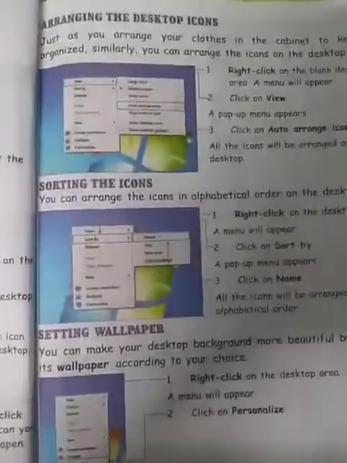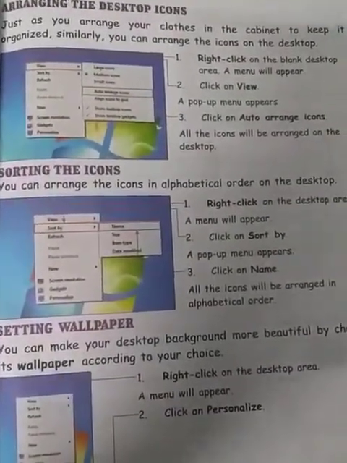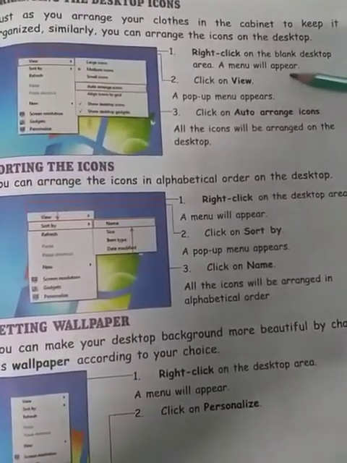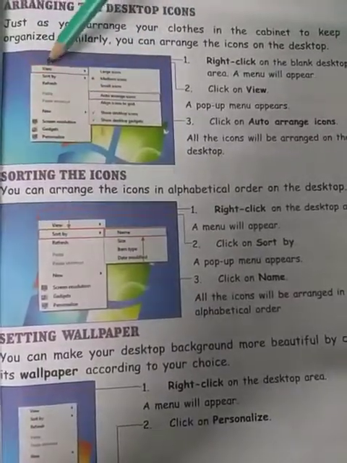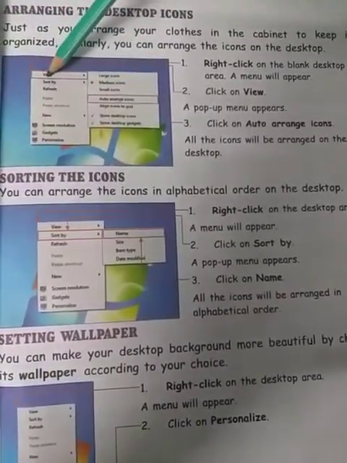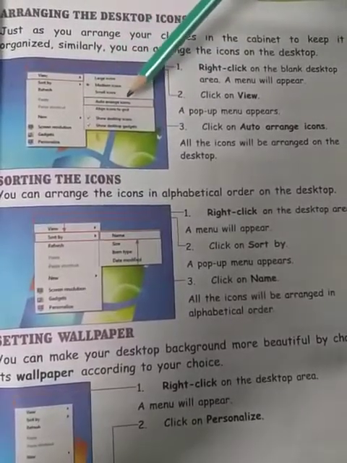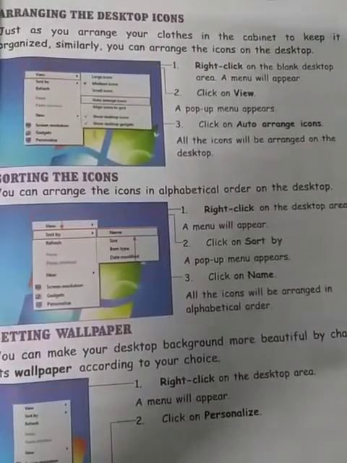Now, next topic is arranging the desktop icons. To arrange the desktop icons, we will right click on the blank desktop area. A menu will appear in front of us. From this menu, we will click on the view option, and we will have a pop-up menu in front of us, from where we will click on auto arrange icons, and our icons will be arranged.